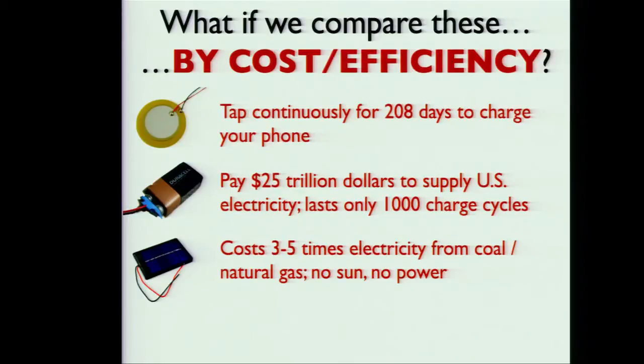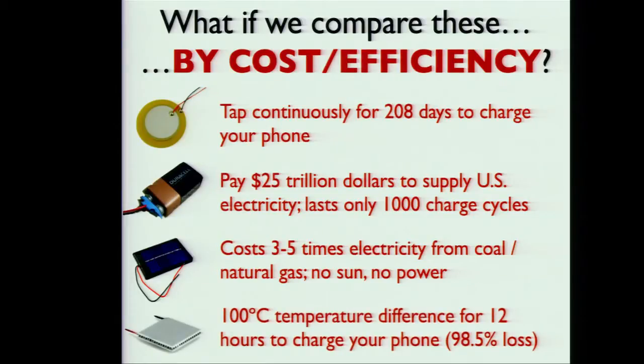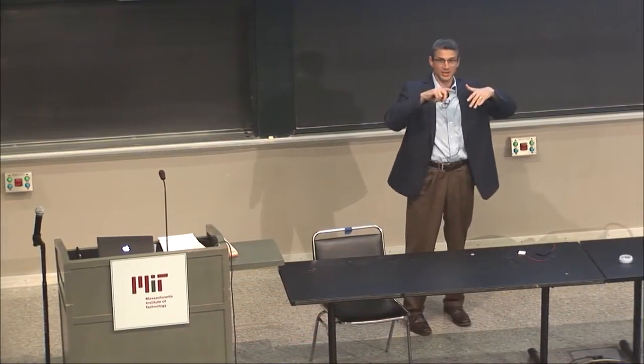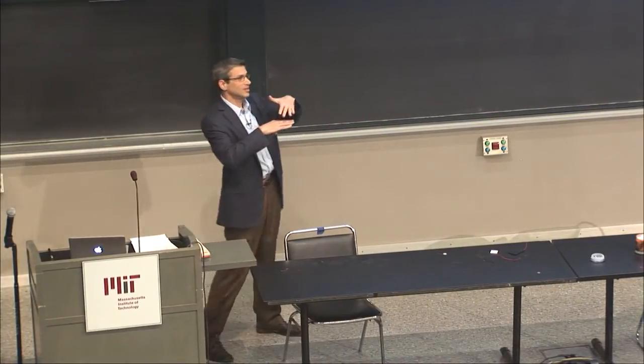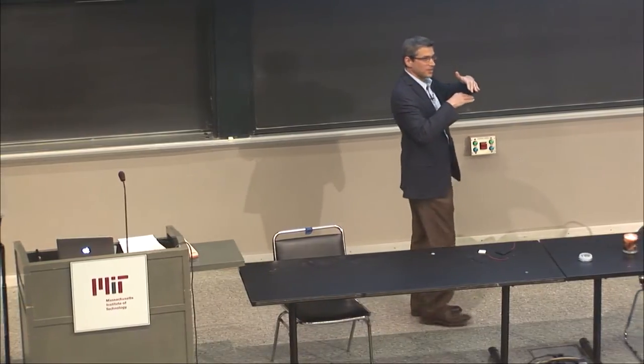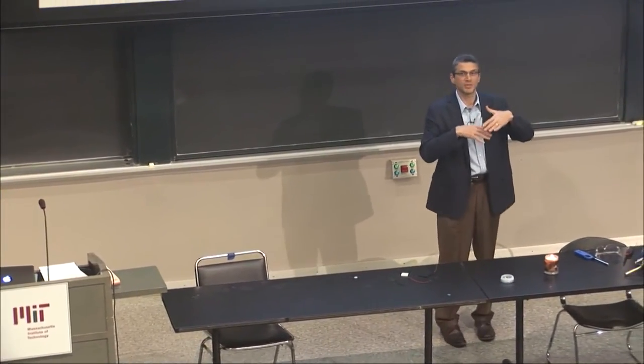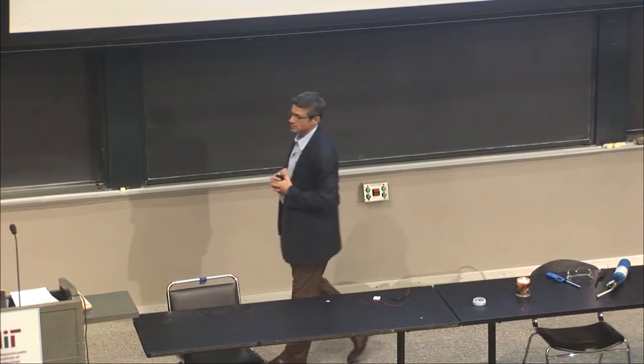Solar cells cost 3 to 5 times more per electricity than compared to coal or natural gas, so they're not competitive yet. And plus, you only get electricity when the sun's out. That's a challenge. And with thermoelectrics, if you had boiling water on one side of it and ice cubes on the other side, you can either create a temperature gradient or you can use a temperature gradient to create electricity. If you did that for 12 hours, you could charge your cell phone. But that's a lot of heat and cold. And by the way, 98.5% of it would be completely wasted because these are not efficient materials yet.